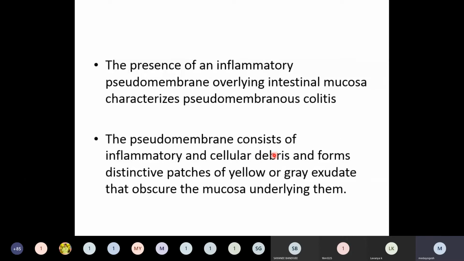So what characterizes pseudomembranous colitis? The presence of an inflammatory pseudomembrane overlaying the intestinal mucosa is the one which produces pseudomembranous colitis. And this pseudomembrane consists of inflammatory and cellular debris, and it forms distinctive patches of either yellow or gray exudate, thereby obscuring the mucosa underlying them. So this forms a membrane over the mucosa, and is classically seen as a gray or yellowish distinct patch when we do a colonoscopy.